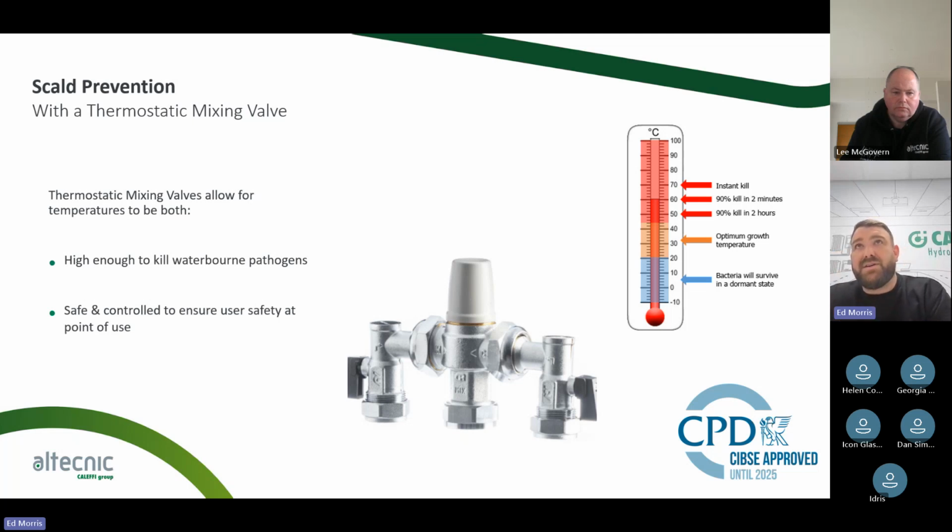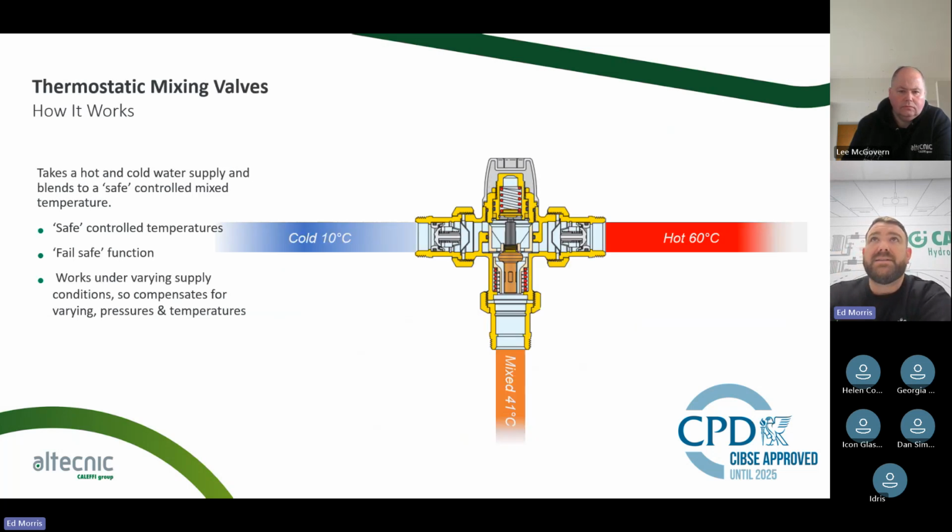And you can see why some of the safety features, such as the cold water shut-off, do become really important, because we don't want to pass that scalding water all the way through to the outlet. So thermostatic mixing valves will prevent that.